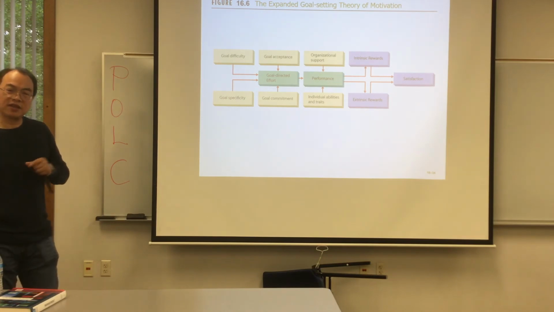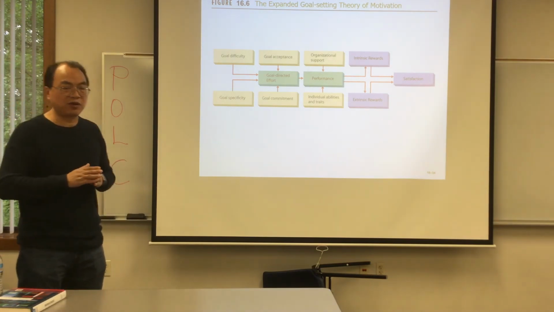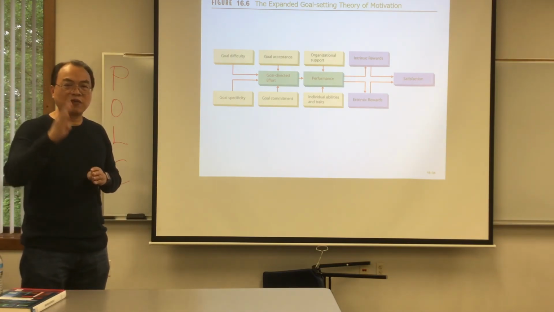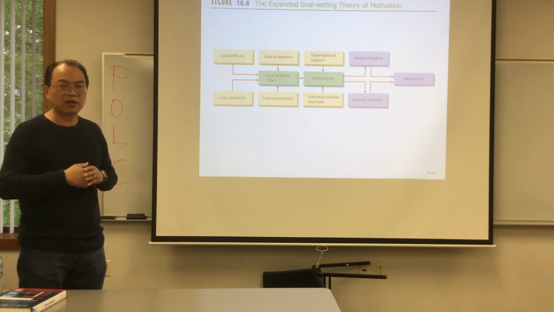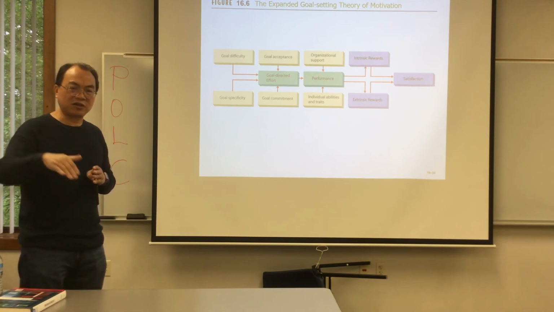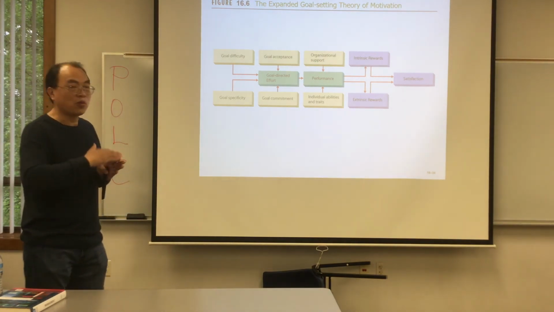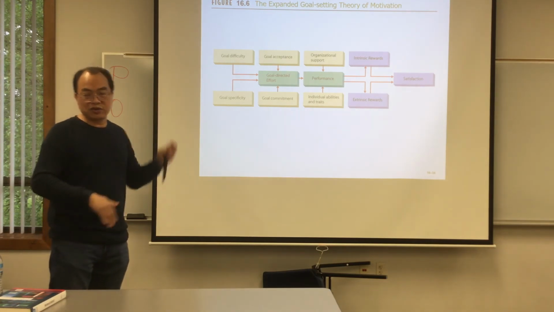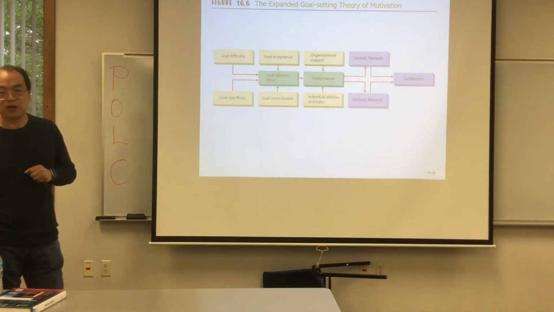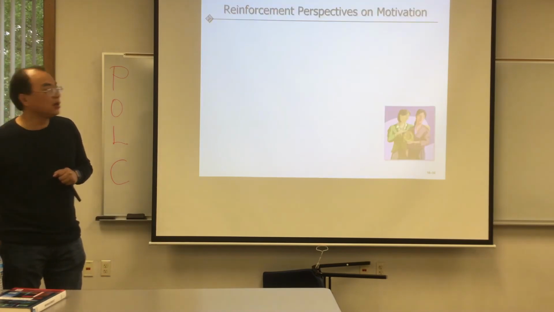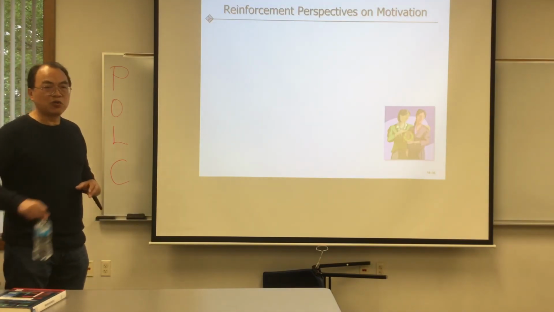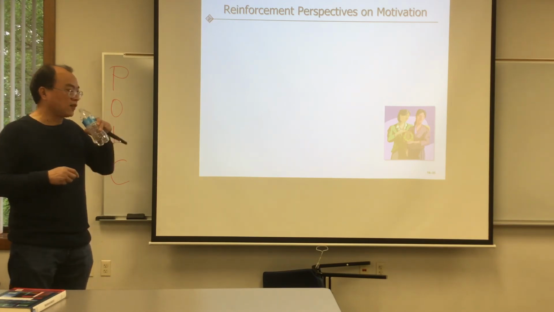So that's the second part of motivational theory, the process. We have four major theories: expectancy theory, the extension of expectancy theory, equity theory, and goal-setting theory. Now I want to go to the third part, the R. The R here is reinforcement perspective.